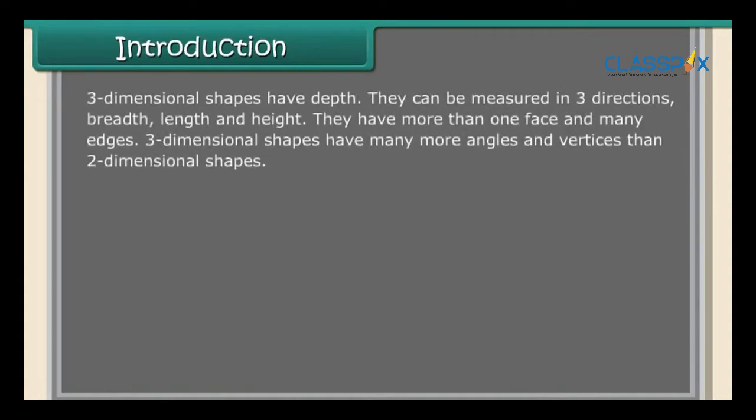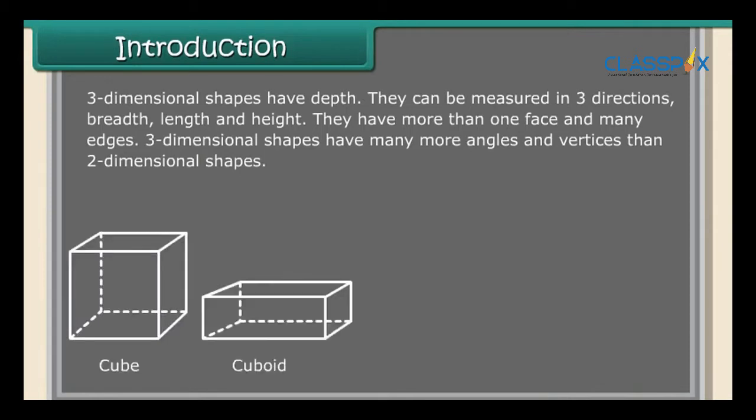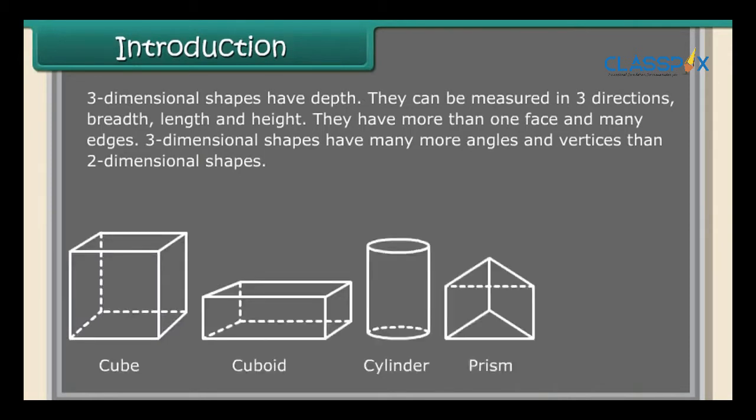Three-dimensional shapes have depth. They can be measured in three directions, breadth, length and height. They have more than one face and many edges. Three-dimensional shapes have many more angles and vertices than two-dimensional shapes, such as cube, cuboid, cylinder, prism, pyramid, etc.